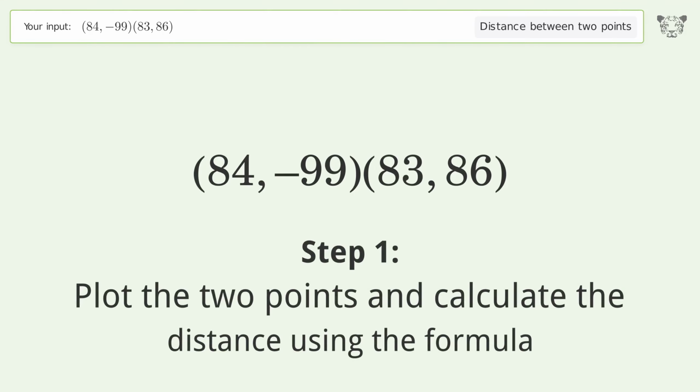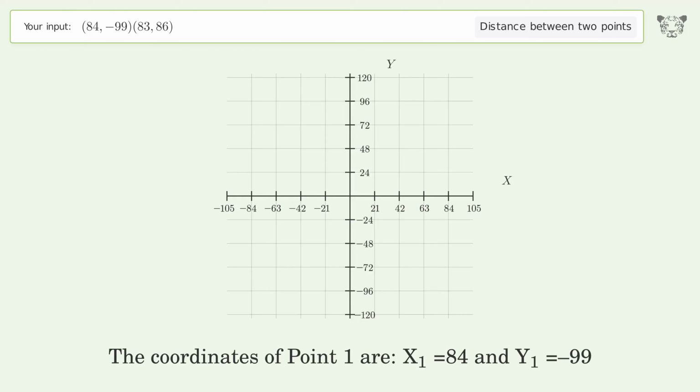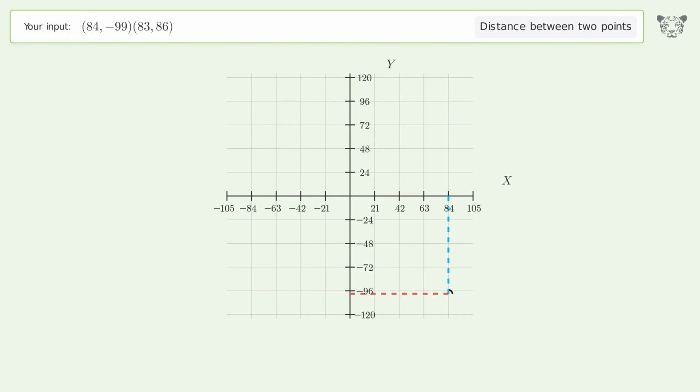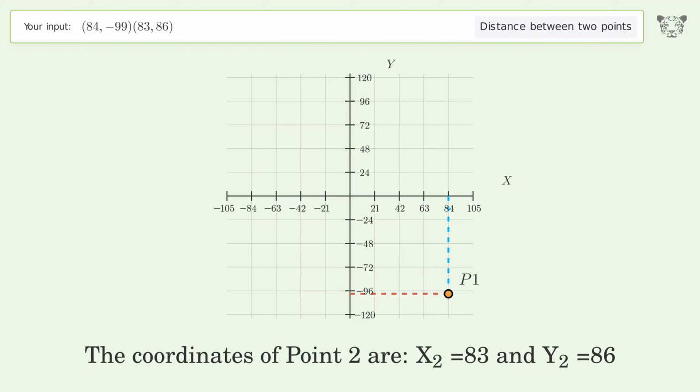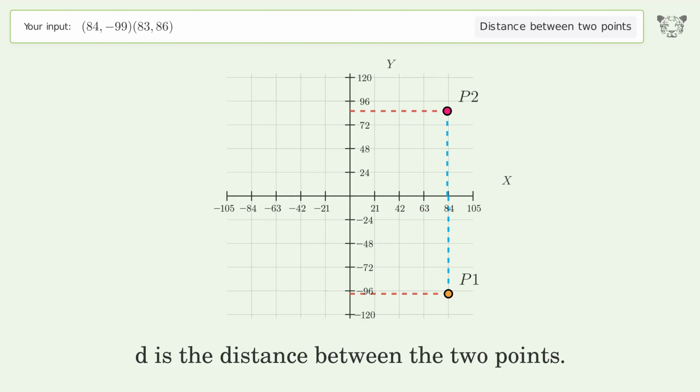Plot the 2 points and calculate the distance using the formula. The coordinates of point 1 are x1 equals 84 and y1 equals -99. The coordinates of point 2 are x2 equals 83 and y2 equals 86. D is the distance between the 2 points.